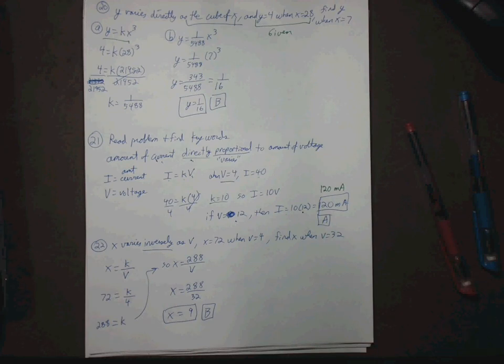Okay. Number 22. Now we're talking about inverse variation here. X varies inversely as V. Okay? X is 72 and V is 4. Find X when V is 32.